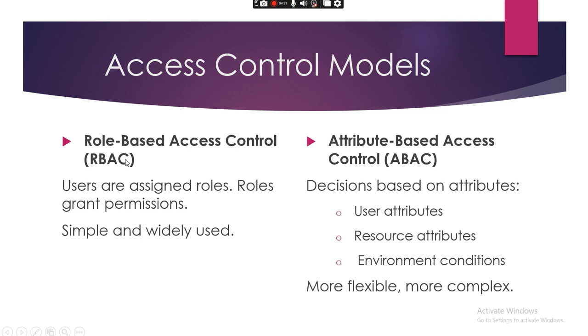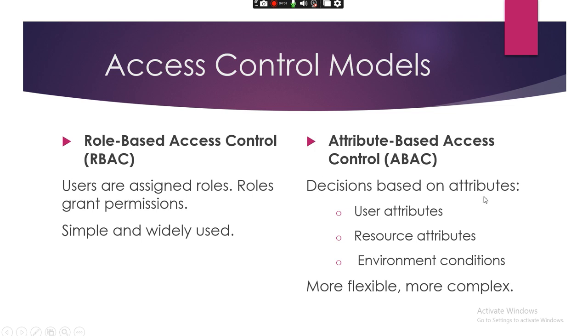So there are different kinds of access control models, and let us review some of them. The first one we're going to look at is the role-based access control model, the abbreviation is RBAC. You've probably heard of this before. In this case, users are assigned roles, and roles grant permissions. Simple and widely used. The second one is called attribute-based access control, ABAC.